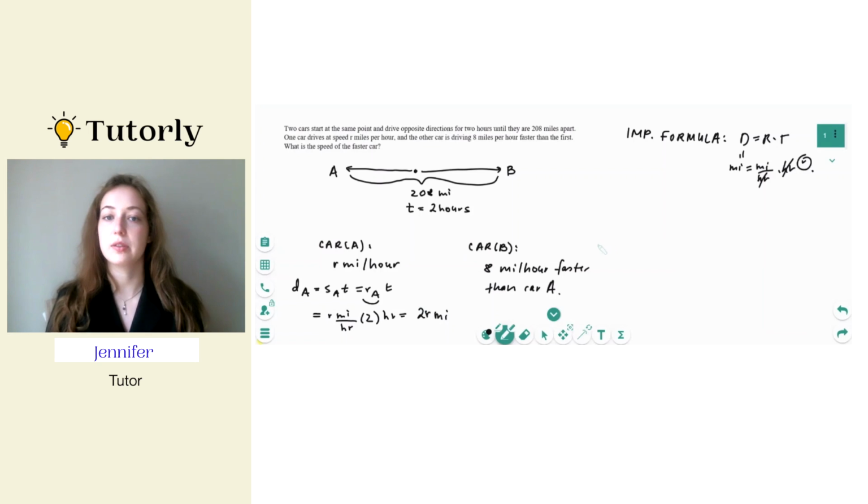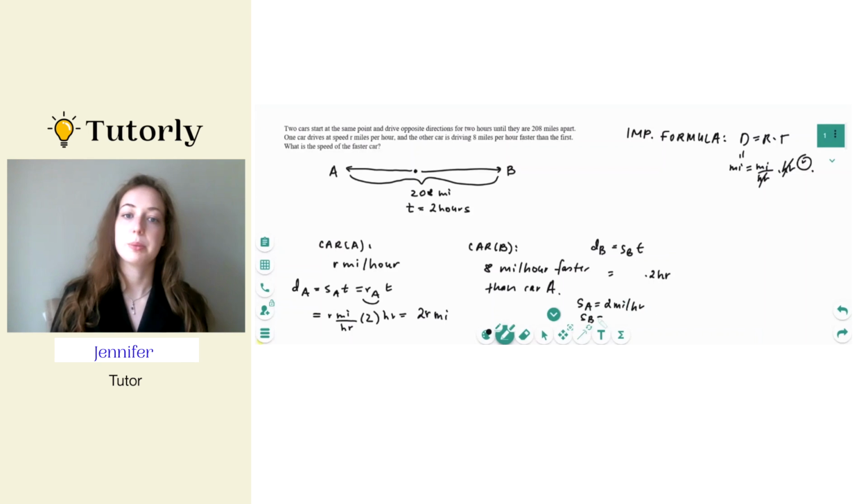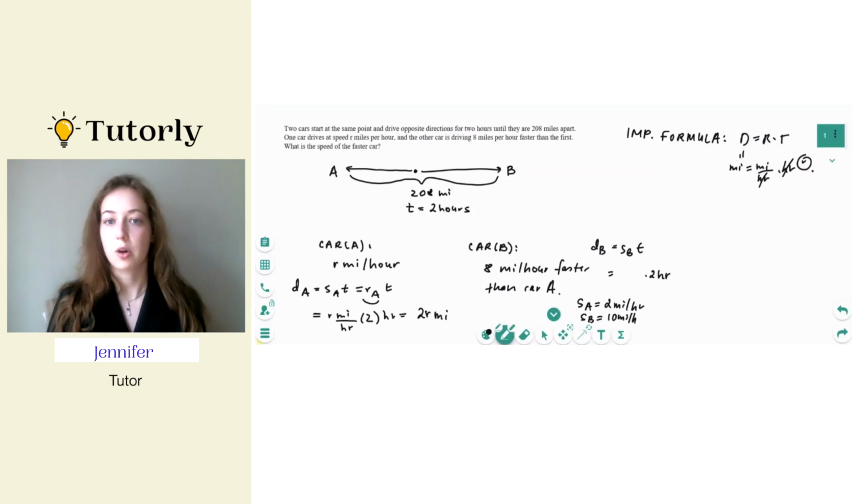Now, what can we say about car B? It's a little bit less intuitive, but the distance of car B is essentially the same: the speed of car B times the time. The more confusing thing is, what's the speed of car B, because the time really hasn't changed. If car A was going 2 miles per hour, then car B would be going 10 miles per hour since it's going 8 miles per hour faster. So how can we express this? It's R plus 8 miles per hour. So the distance of car B is 2 times (R plus 8) miles.